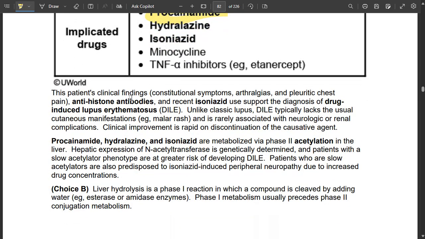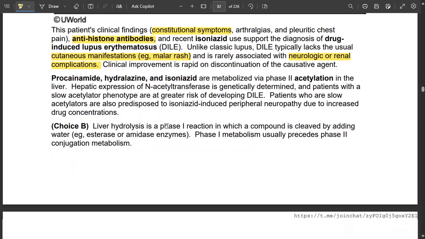So this patient's clinical findings: constitutional symptoms, arthralgias, pleuritic chest pain, antihistone antibodies, and recent isoniazid use. That points to the diagnosis of DILE. Unlike classic lupus, DILE typically lacks the usual cutaneous manifestations like malar rash. So malar rash is not present, and it is rarely associated with neurological or renal complications, whereas in SLE the brain as well as the kidneys are also damaged. Clinical improvement is rapid on discontinuation of the causative agent.